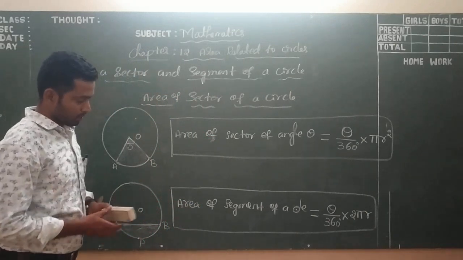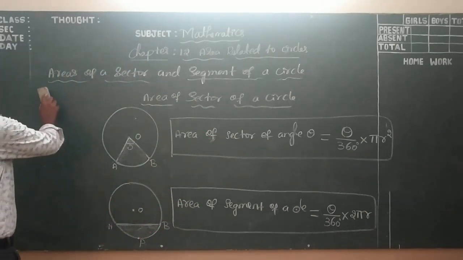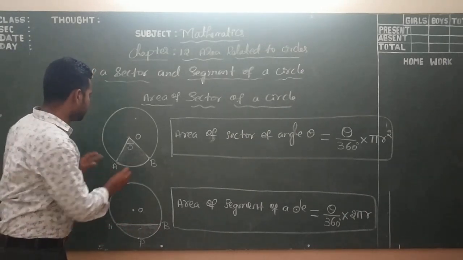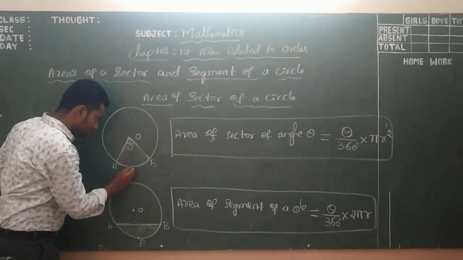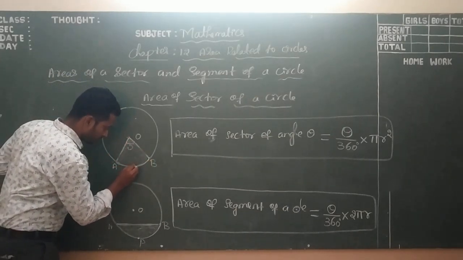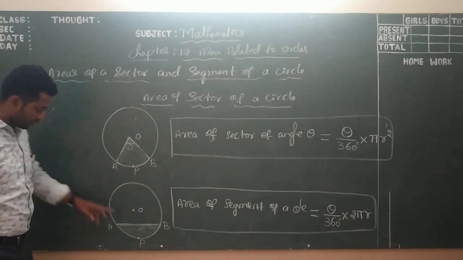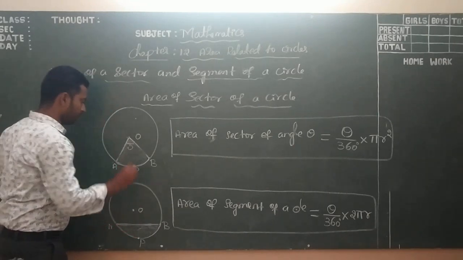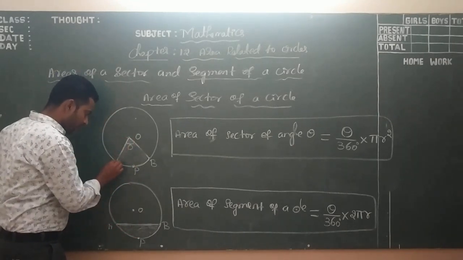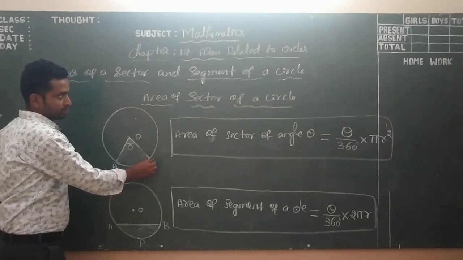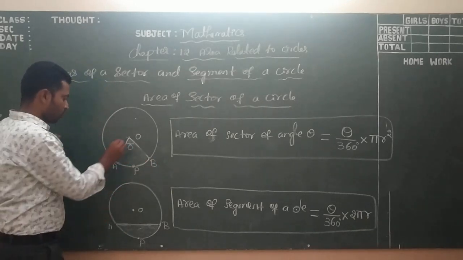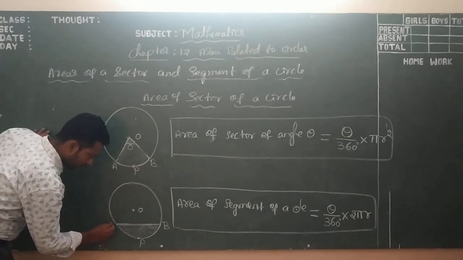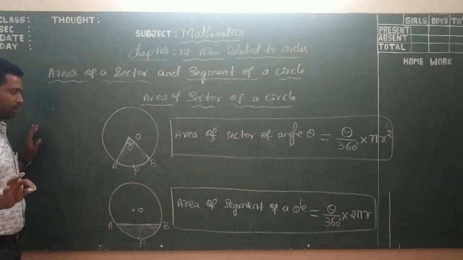Next, see, another thing. Here you just assume a point P, like how point P is in the segment of a circle. Here also a point P. The OAPB is a sector. Here APB is a segment.